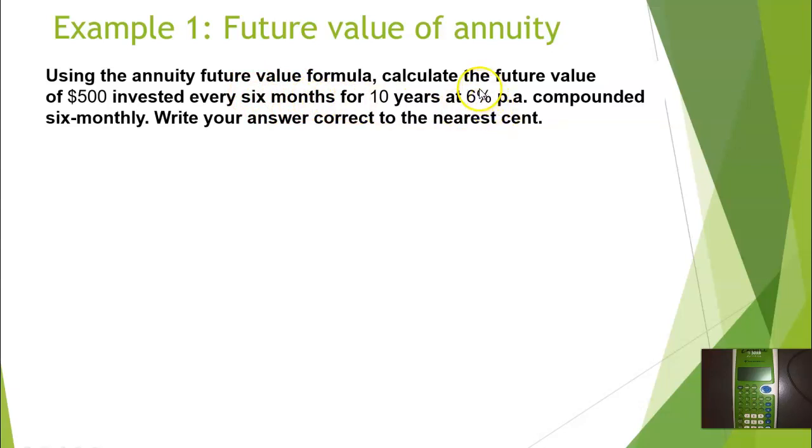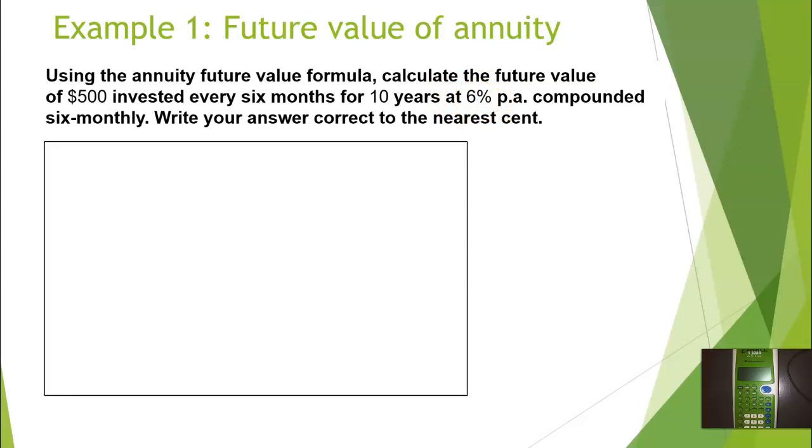So that means that our 6% compounded 6 monthly, we're going to have to divide this by 2 to work out our percentage rate per compounding period. So let's write down what we know. We've got to find out A. We know M is 500 because it says here. We've turned our 6% into a decimal, and I'm dividing it by 2 to work out the percentage expressed as a decimal per compounding period. Now I have 10 years and 2 compounding periods per year, so that's 20 compounding periods.